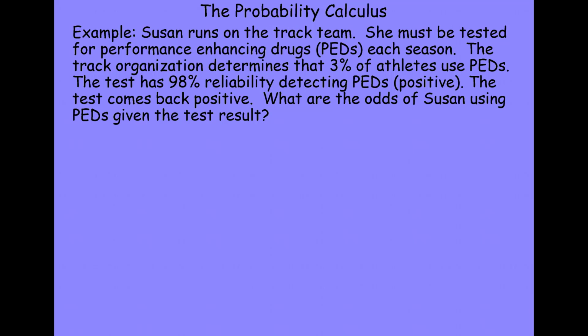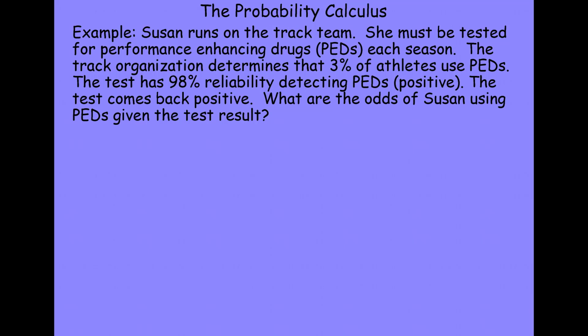So here's our problem. Susan runs on the track team. She must be tested for performance-enhancing drugs each season. The track organization determines that 3% of athletes use performance-enhancing drugs. The test has a 98% reliability detecting performance-enhancing drugs. That is, when it gives a positive answer, it's right 98% of the time. The test comes back positive. What are the odds of Susan using a performance-enhancing drug?